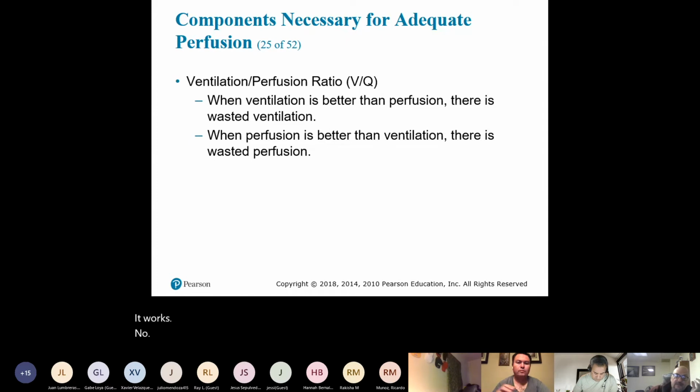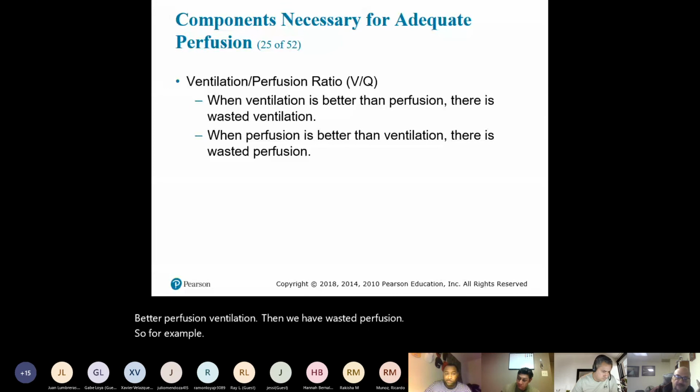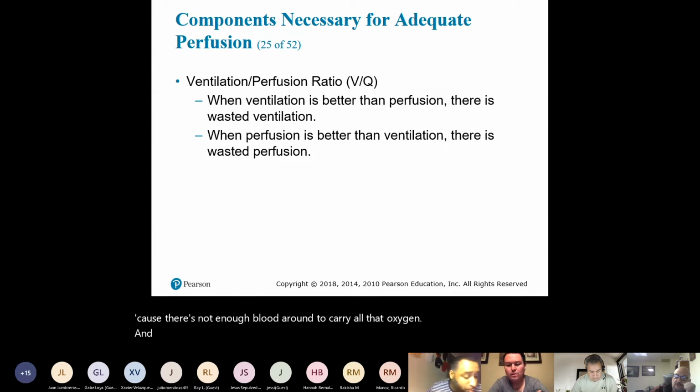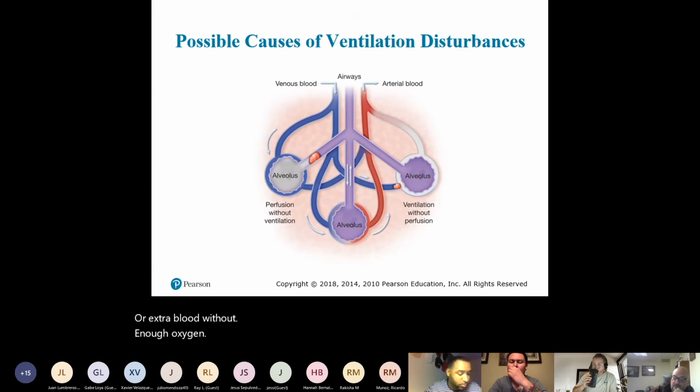Now, if there's more ventilation than perfusion, there's wasted ventilation, not used. And same thing, if there's better perfusion than ventilation, then we have wasted perfusion. So for example, if we have good adequate ventilation, but we don't have enough of a pulse, we're not able to circulate as much oxygen because there's not enough blood around to carry all that oxygen. And by the same token, we have good perfusion, good flow, but not enough oxygen. Well, we got extra blood without enough oxygen. So we need to maintain that.